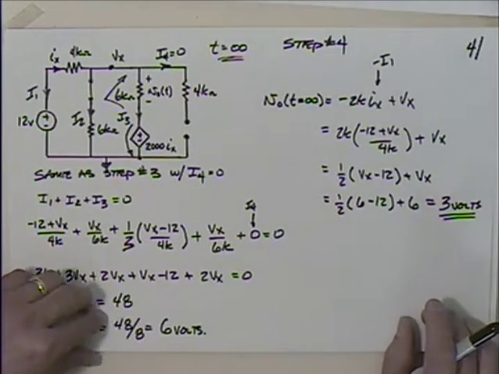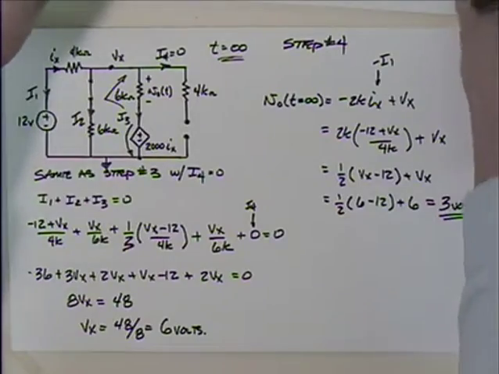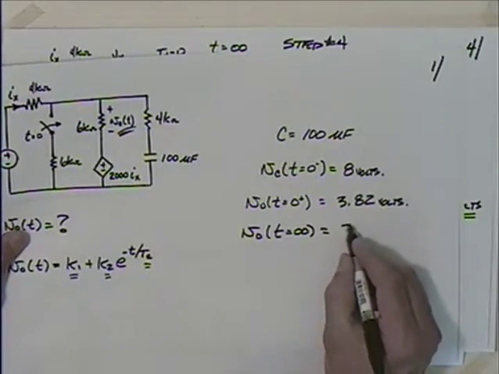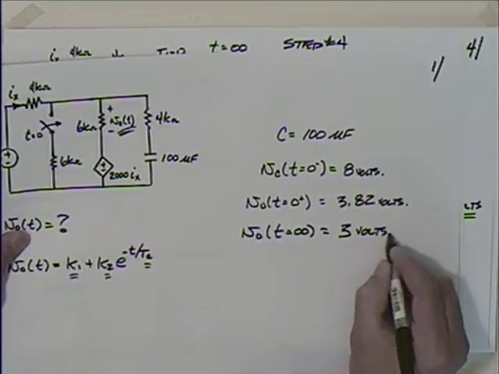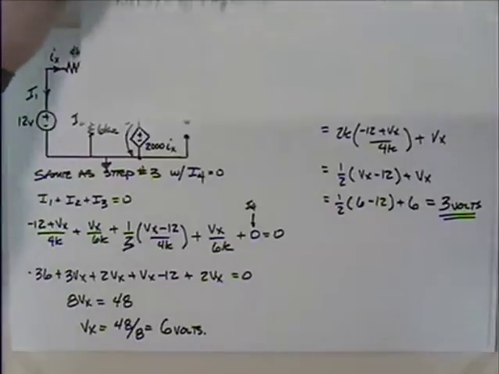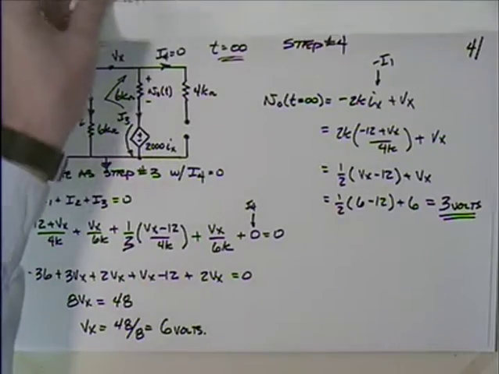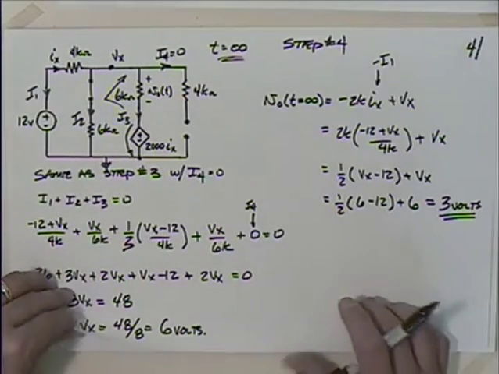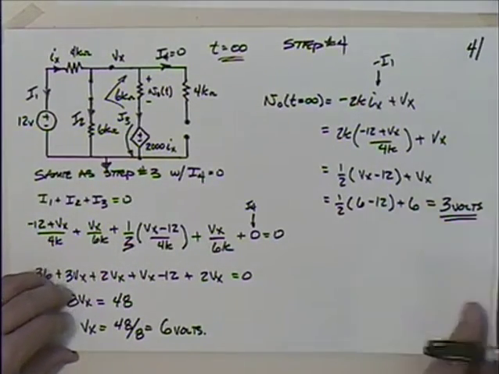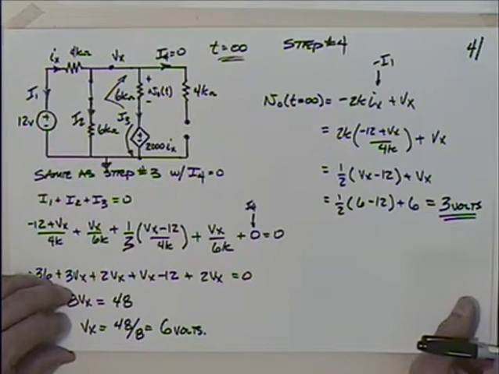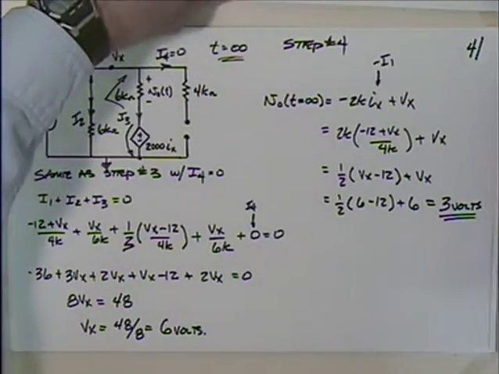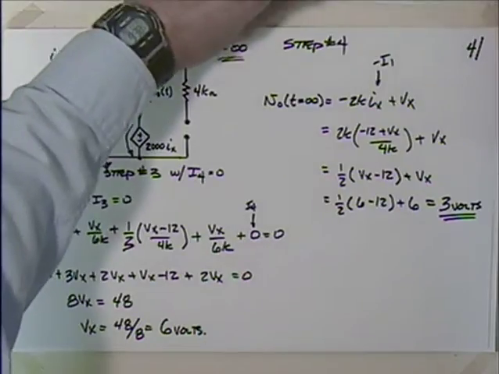So 3 volts. So I come back to my scorecard here. V at time equals infinity is 3 volts. Okay, so that was step number 4. So then on to step number 5. Keeping up on the scorecard, what are we looking for?